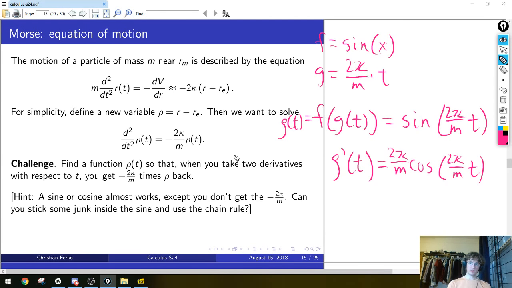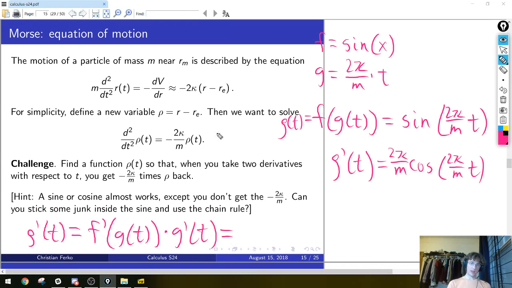So here, this is f of g of t, right? So here's the chain rule. Rho prime of t is, our outer function is f, right? So it's f prime of g of t times g prime of t. Now f prime, well, the derivative of sine is positive cosine, right? So positive cosine, what's g of t? I plug in g of t inside, which is 2 kappa over m t. Now I multiply by g prime of t.